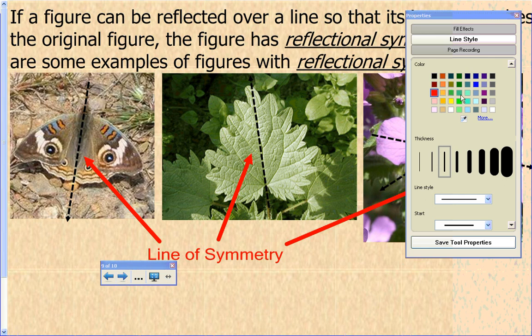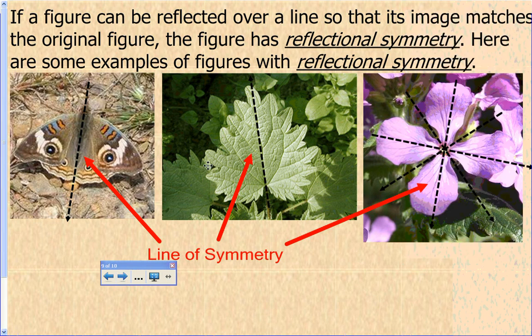All right, the next topic here is symmetry. So it says if a figure can be reflected over a line so that its image matches the original figure, the figure has reflectional symmetry. Here are some examples of figures with reflectional symmetry. So what I want you to get out of this is there are lots of things in the natural world that have reflectional symmetry. Think about this.